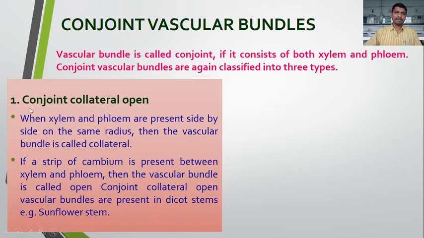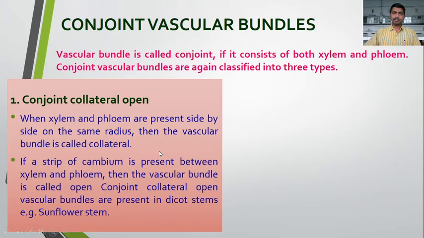Here the first type is the conjoined collateral open. The second type is the conjoined collateral close. Okay, so in this way we can study all these three types of vascular bundle. The conjoined vascular bundles are characterized by the fact that the vascular bundle consists of both xylem and phloem. So first type, conjoined collateral open.